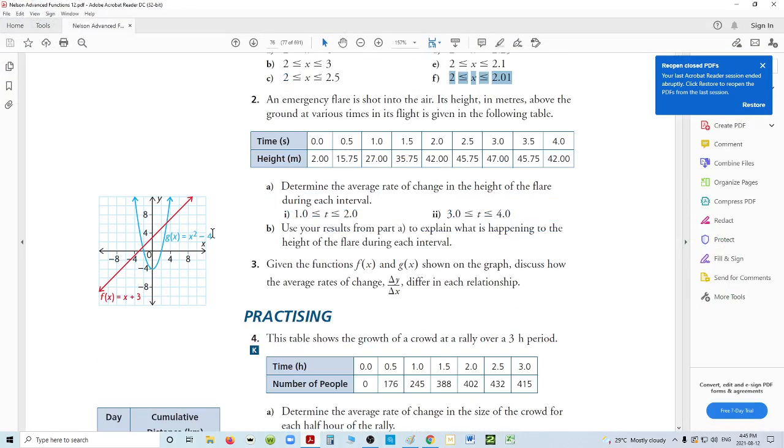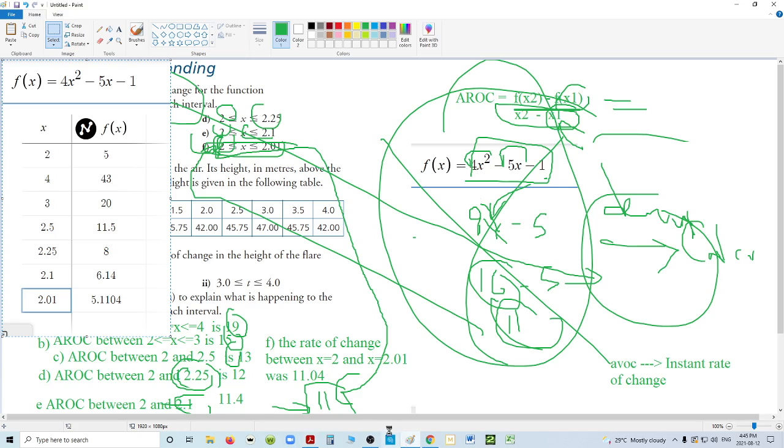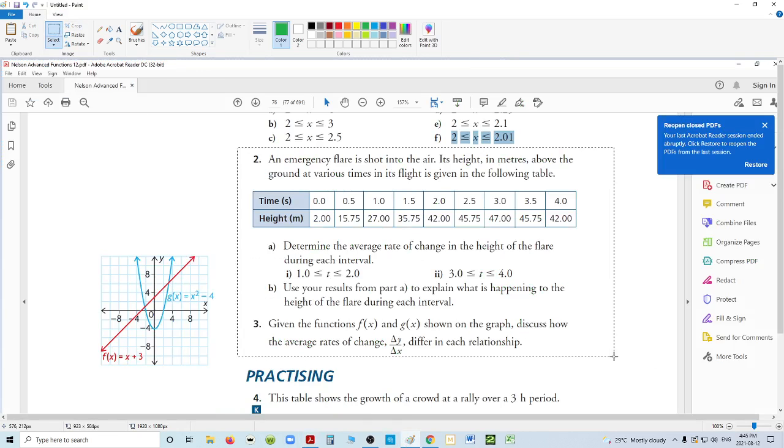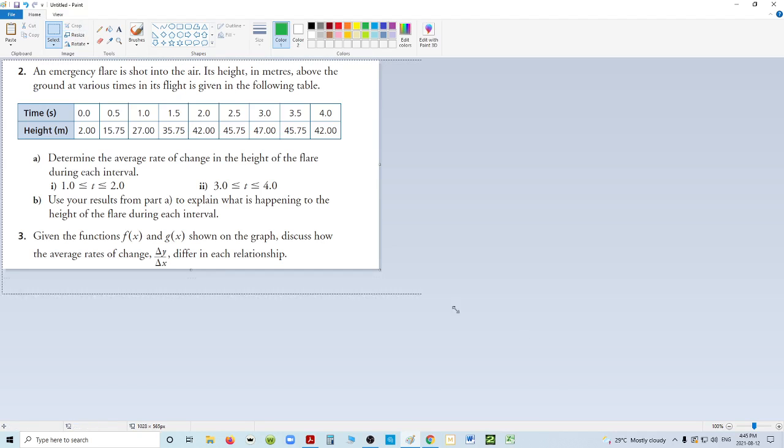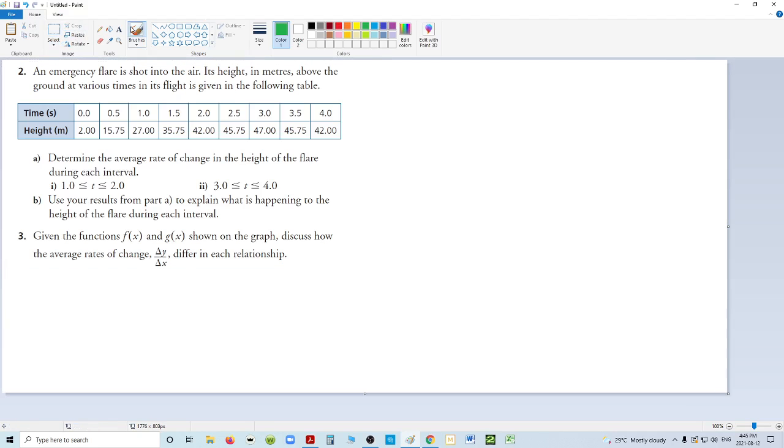Okay, let's look at this, and let's try to figure out what's going on in it too. I'm just going to take number 2 and number 3. So an emergency flare shot into the air. And you can pretty much be sure that most things shot into the air go up, hover, and then come down. But let's just try to figure out the graph on this. What's happening at 0 seconds? It's 2 meters off the ground. So it's some guy who's standing 2 meters off the ground. So right there at 2 is our start, 0, 2.